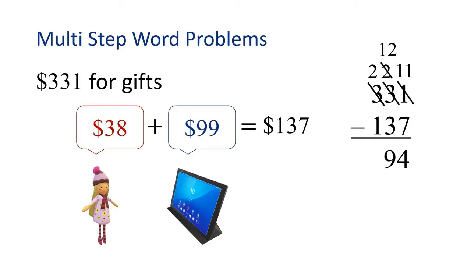Now we need to subtract in the hundreds column. 2 minus 1 is 1. We found that 331 minus 137 is 194. Therefore, Lily has $194 left after she bought the doll and tablet.